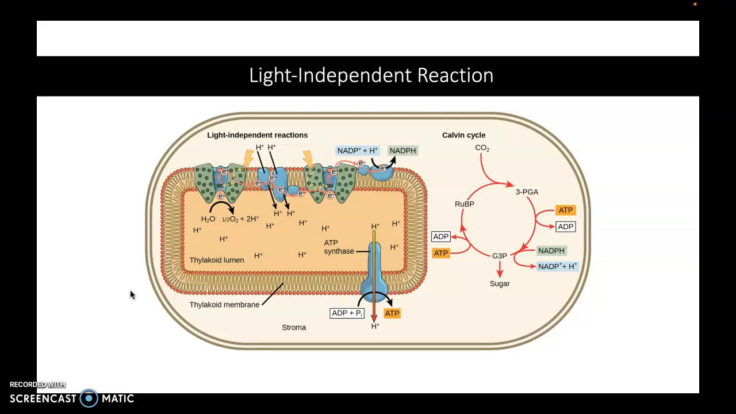In the light-independent reaction, the energized electrons from the light-dependent reaction provide the energy to form carbohydrates from carbon dioxide molecules. The light-independent reactions are sometimes called the Calvin cycle because of the cyclical nature of the process.